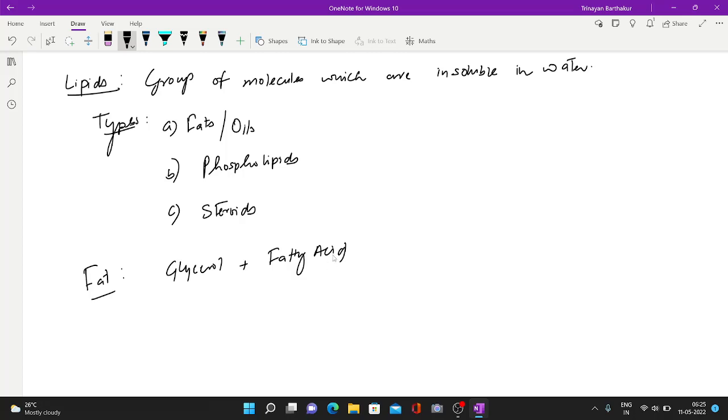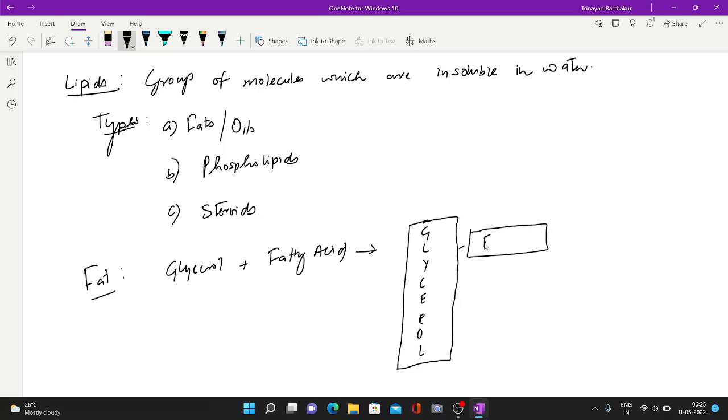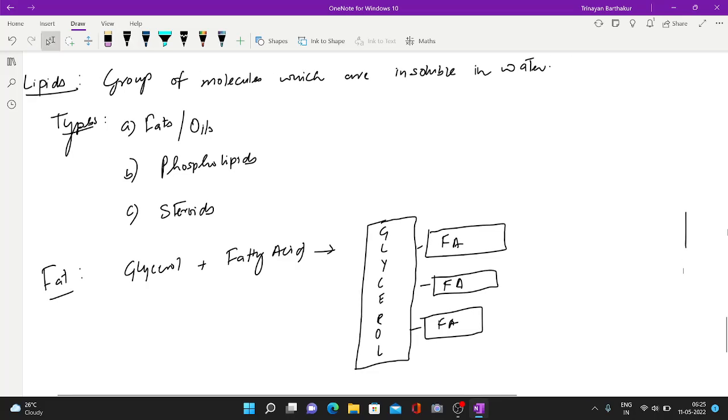So basically what you have is a backbone of glycerol, and to this backbone fatty acids are attached. We usually have 3 fatty acids attached to this backbone. Now let me tell you one by one what exactly is glycerol and what exactly is a fatty acid.